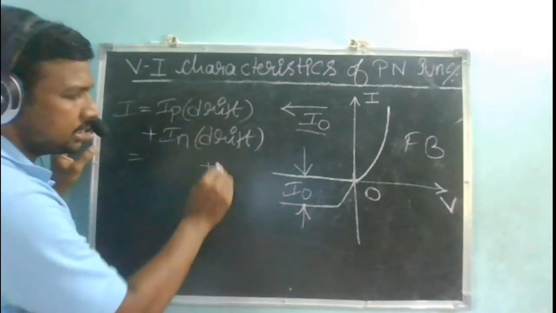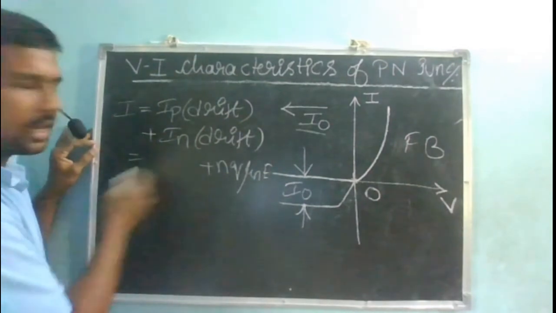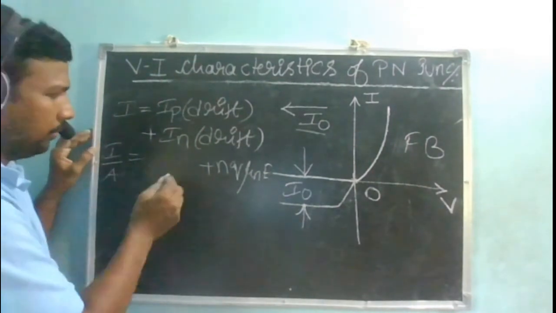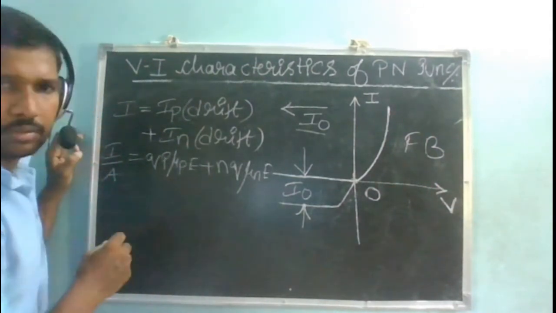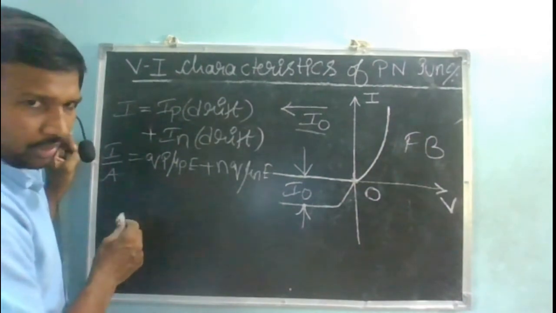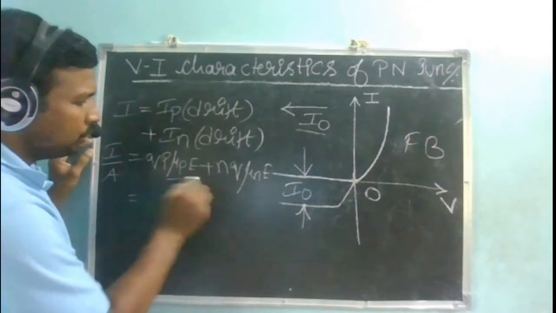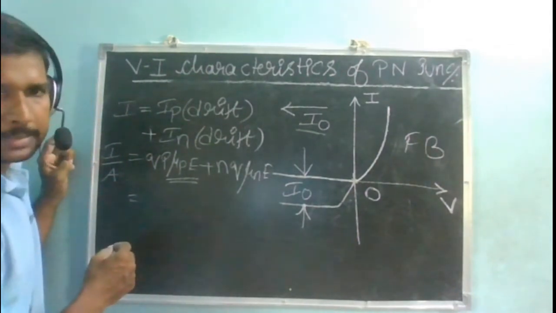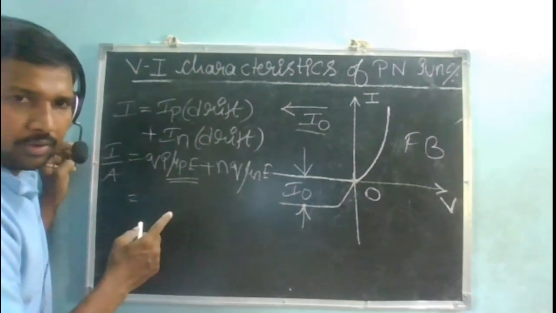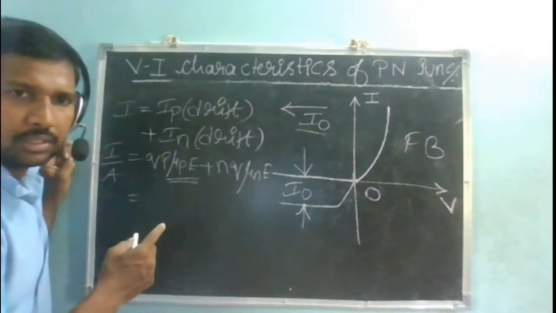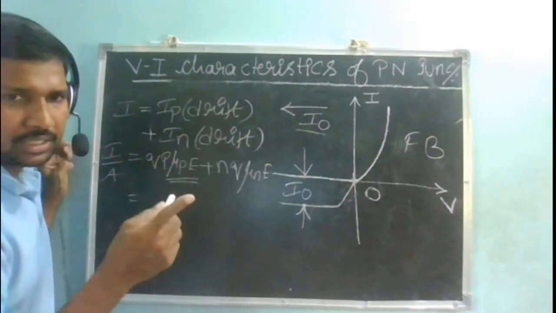Drift current due to the electrons is given by n q mu n E. Yes or no? Okay, similarly p q mu p E. Yes or no? Right? So that is equal to, what is this mu E I can write? Sigma is equal to mu E. No, J is equal to sigma E.